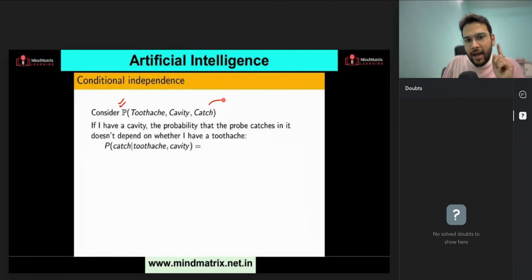Can you tell me how many parameters or how many entries I need to maintain in the table quickly for these three random variables? You will say, sir, answer will be 8, right? 2 into 2 into 2. So answer will be 8. But can I say that I can further reduce it to 2 raised to power 3 minus 1? That means 7 entries I need to maintain. How many of you understood this thing?